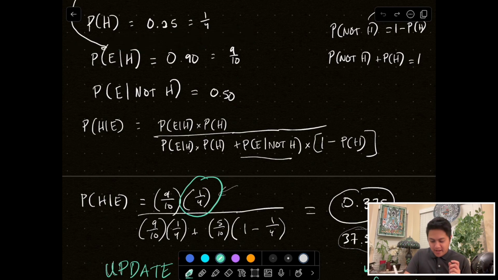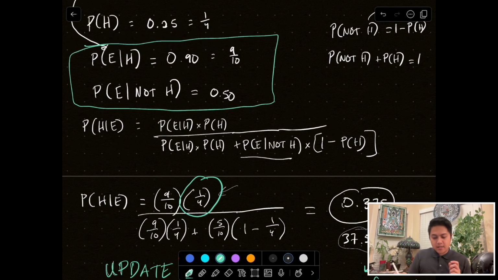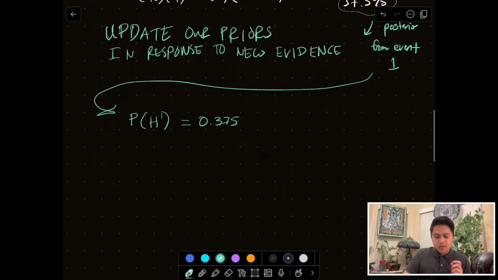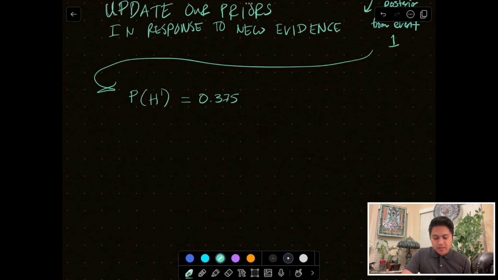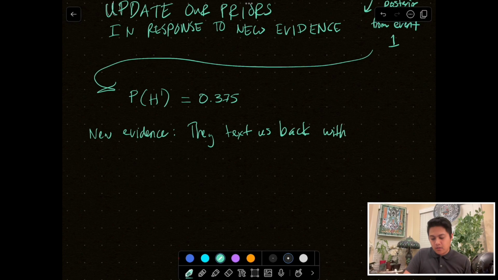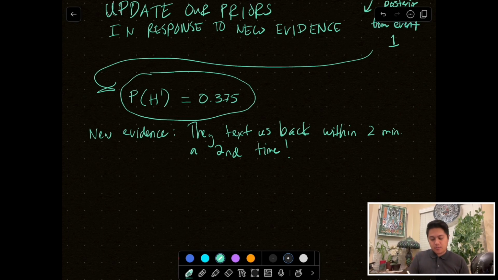We're going to use these same exact probabilities. Oh, whoa, where'd that come from? I just totally made that huge. So let's say the new evidence is that they text us back within 2 minutes a second time. So this is the new evidence. Our prior for this case is 0.375.